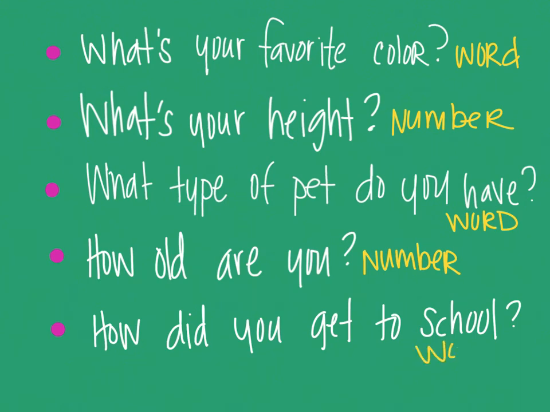And then the last one, how did you get to school? You would have a word response, because you would say you rode the bus, your parents dropped you off in a car, or you walked to school, or you rode your bike. So it would be a word response. So those are just a couple examples of types of data and how to classify them into the two categories.